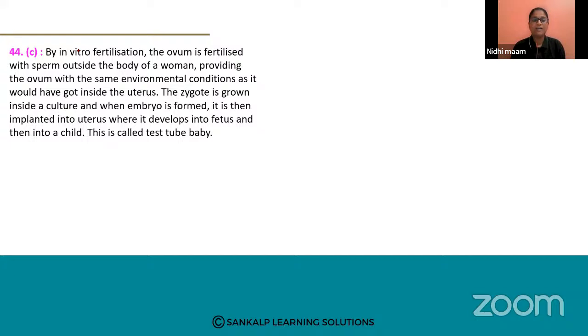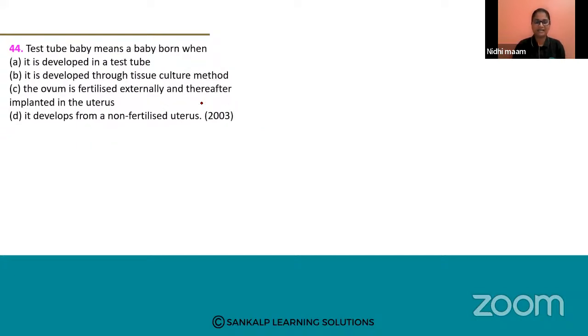Good. So see here, by in vitro fertilization, the ovum is fertilized with sperm outside the body of the female or a woman, providing the ovum with the same environment condition as it would have got inside the female body. The zygote is grown. Zygote ಏನ್ ಮಾಡುತ್ತೆ, ಕಲ್ಚರಲ್ಲಿ ಗ್ರೋ ಮಾಡೋದಕ್ಕೆ ಅಲೋ ಮಾಡ್ತಾರೆ. ಆಮೇಲೆ ಎಂಬ್ರಿಯೋ ಯಾವಾಗ ಫಾರ್ಮ್ ಆಗುತ್ತೆ, with 8 to 16 blastomeres stage, 8 to 16 celled stage. Then they will transfer that embryo into the uterus where it develops into a fetus and then into a child. So idakke ನಾವು test tube baby ಅಂತ ಹೇಳ್ತೇವೆ. Option C is the right answer.